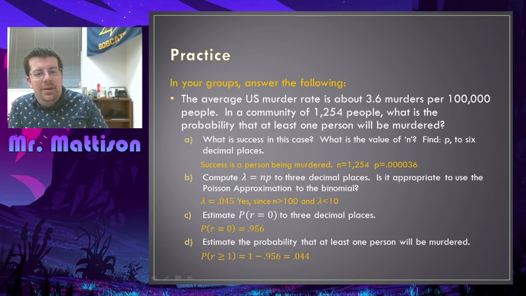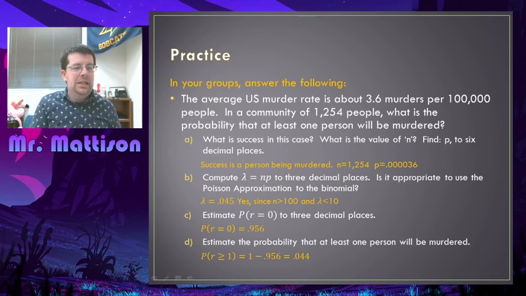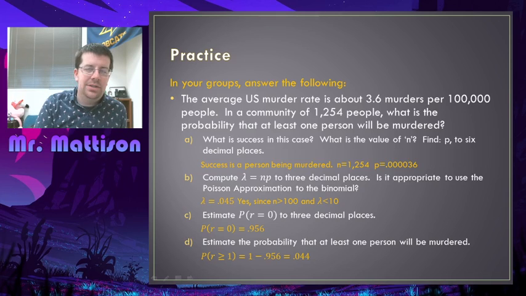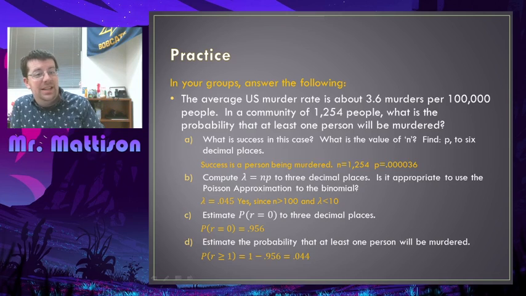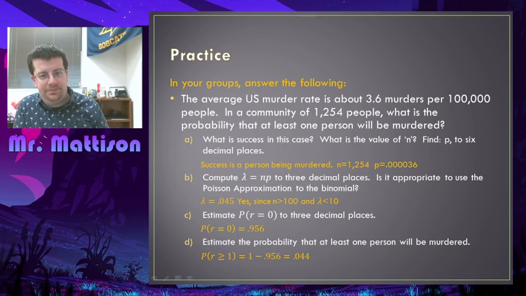So, to estimate my probability of having 0 murders, I plug in r equals 0 into my equation, which is going to be e raised to the negative 0.045 times 0.045 raised to the 0 power over 0 factorial, and you should get 0.956. So that's your probability of having 0 murders in your small town.